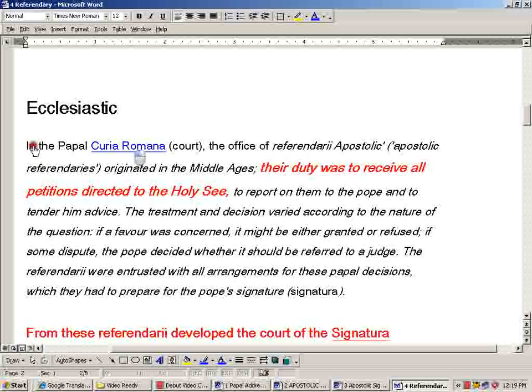In the Papal Curia Romana Court, the office of referendary, or chancellor, had the duty to receive all petitions directed to the Holy See, to report on them to the Pope, and to tender his advice. The treatment and decision varied according to the nature of the question. If a favor was concerned, it might be either granted or refused. If some dispute, the Pope decided whether it should be referred to a judge. The referendary was entrusted with all arrangements for these papal decisions, which they had to prepare for the Pope's signature.